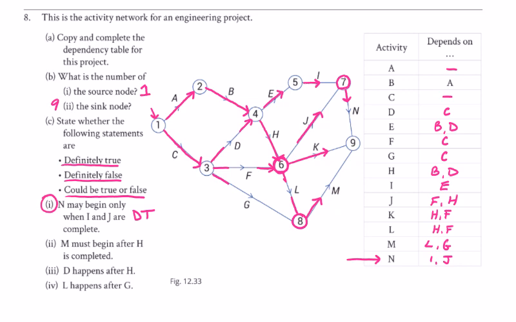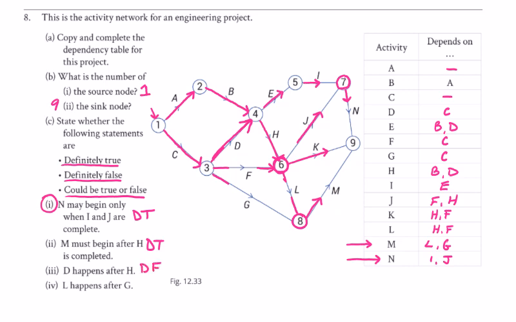M must begin after H is completed. Well, if we work our way backwards from M, we can see H definitely needs to be completed because M needs L to be completed and L needs H, so that's definitely true. D happens after H, but D looks like it's happening along here before H. So that is definitely false.